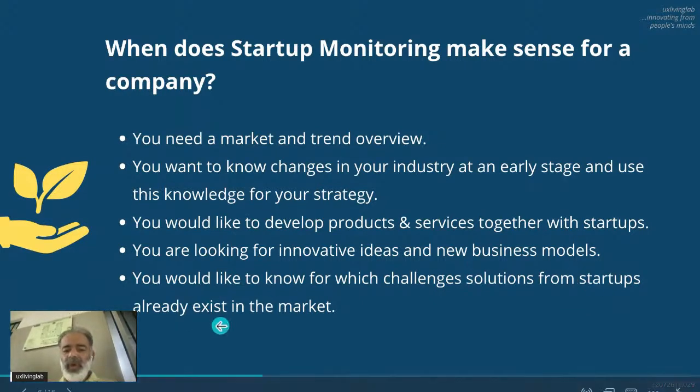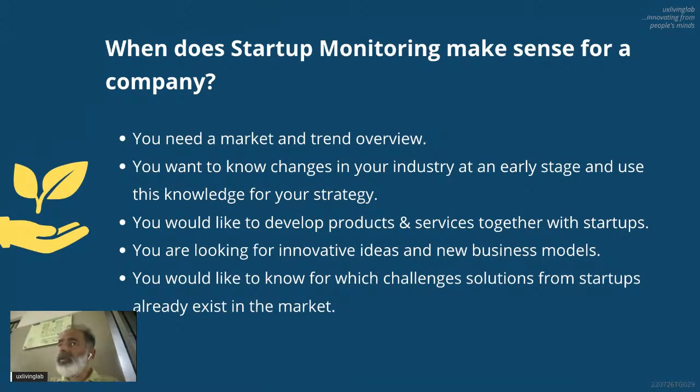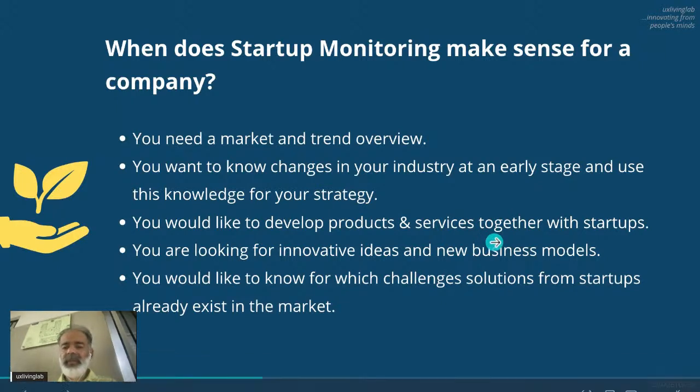Then you would like to know for which challenge a solution from startups already exists in the market. You may be thinking that you are innovating your company, coming up with new things, but a startup has already done that. At the same time, what are the challenges of the industry? Because some of the challenges, startups are solving. So these are the purposes of monitoring startups.